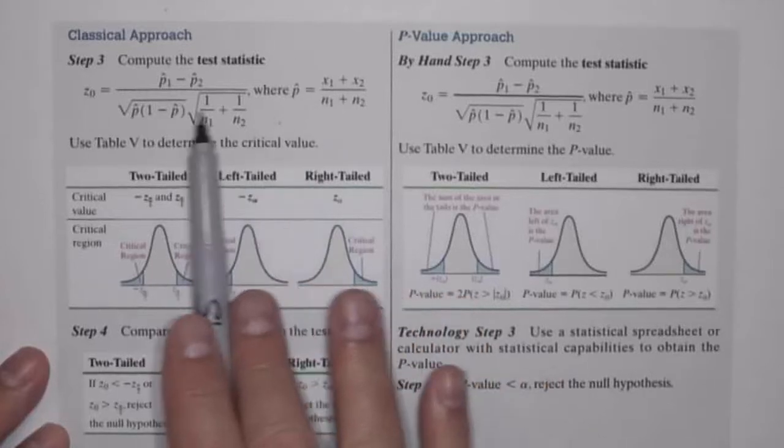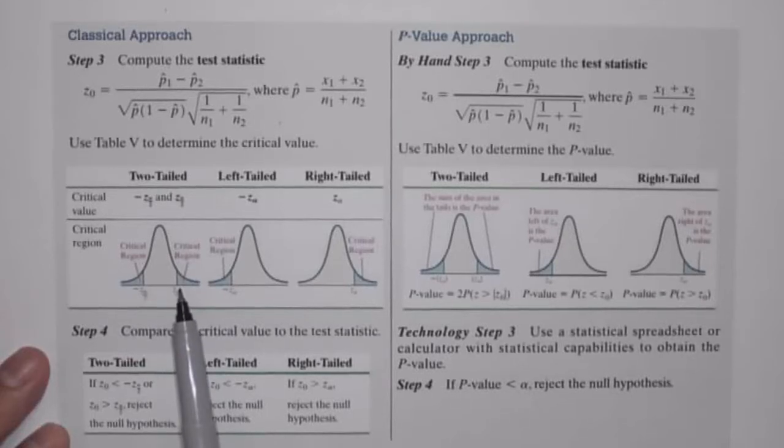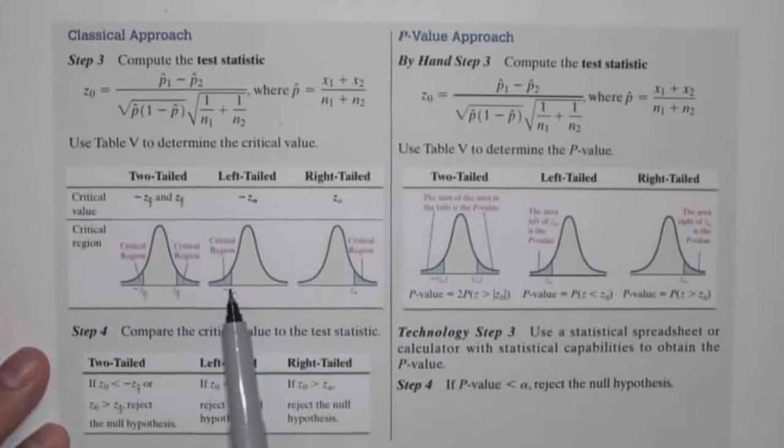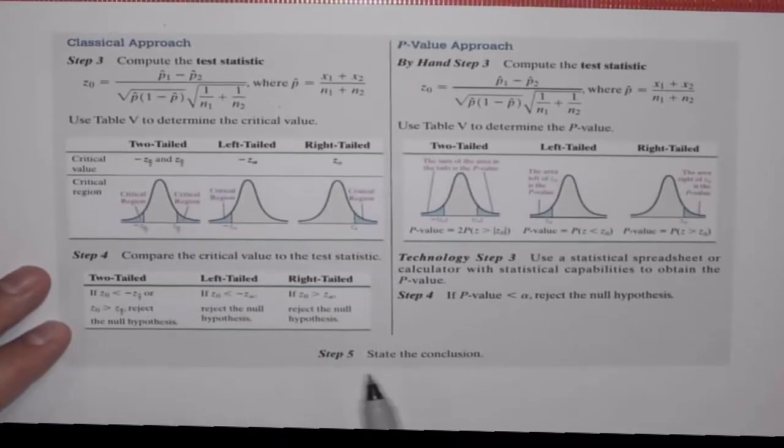So if our test statistic that we calculate here falls either to the left or to the right of the critical values in a two-tailed test, then we're going to reject the null hypothesis. If it's a left-tailed test and the test statistic falls to the left of our critical value, we'll reject the null hypothesis. If we're doing a right-tailed test, and if the test statistic falls to the right of the critical value, then we're going to reject the null hypothesis. Otherwise, we will not reject the null hypothesis. So that's step 4. And then we'll state our conclusion.